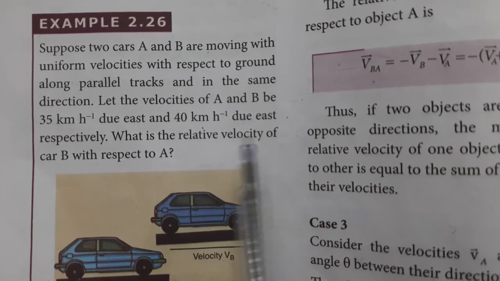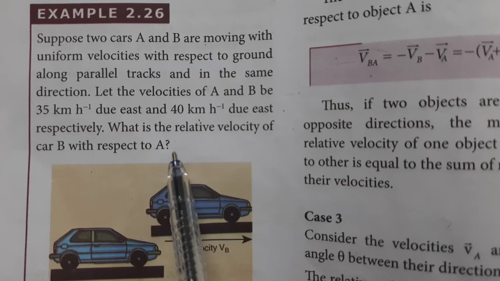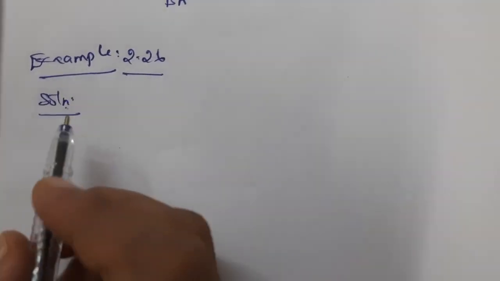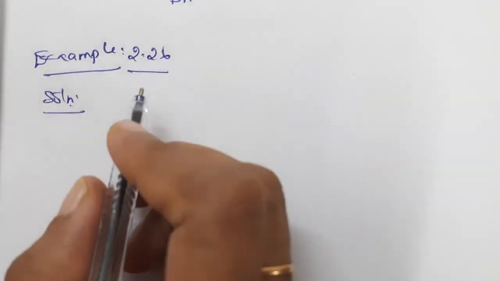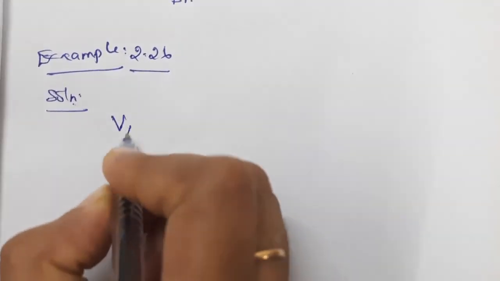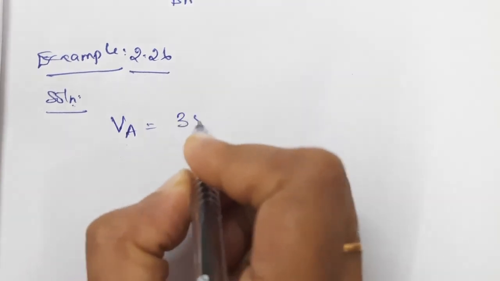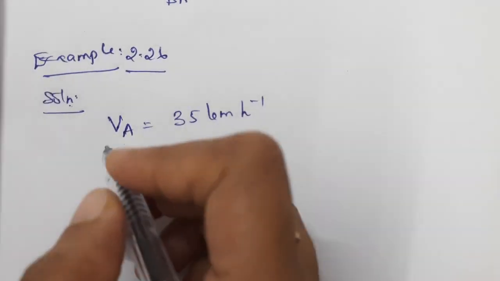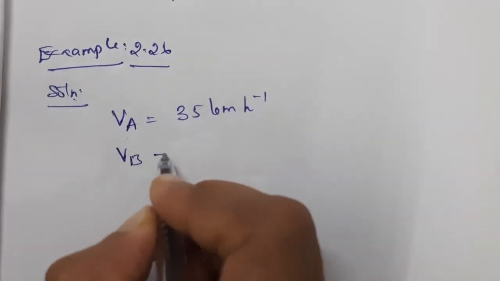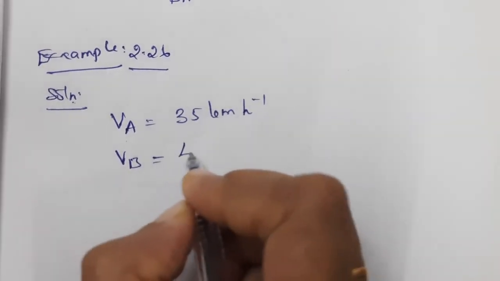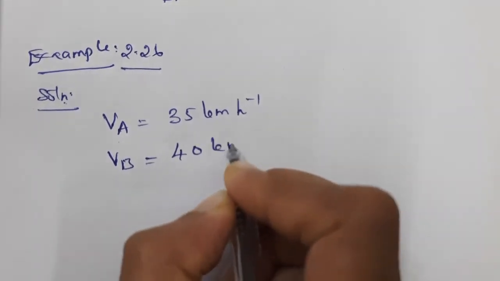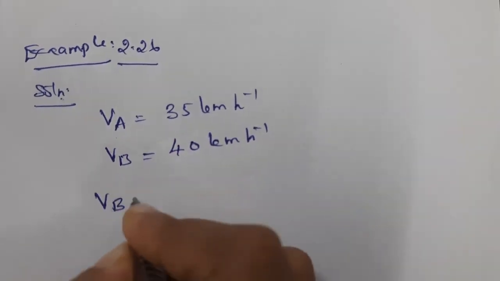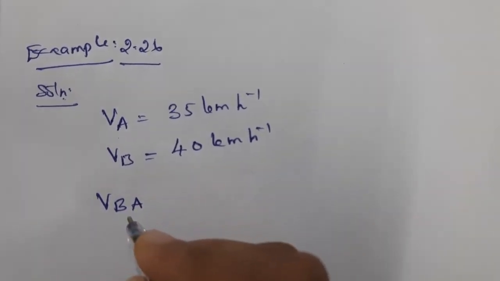What is the relative velocity of car B with respect to A? So VBA we have to find. Let's see the solution. So what are the given quantities? Velocity of the car A is 35 km per hour and the velocity of the car B due east is 40 km per hour. They are asked to calculate velocity of car B with respect to A.